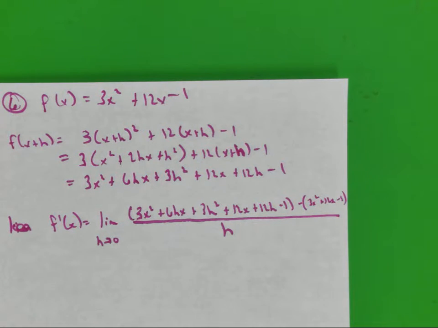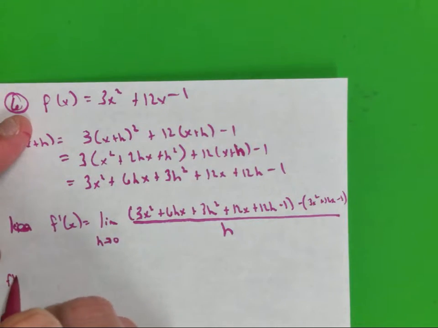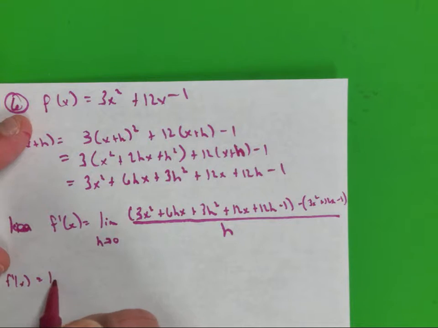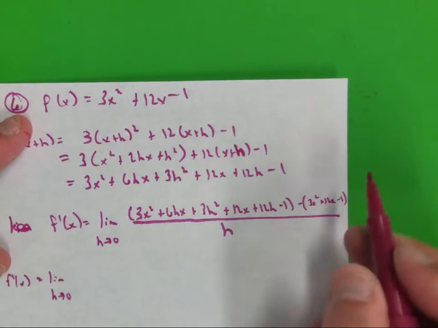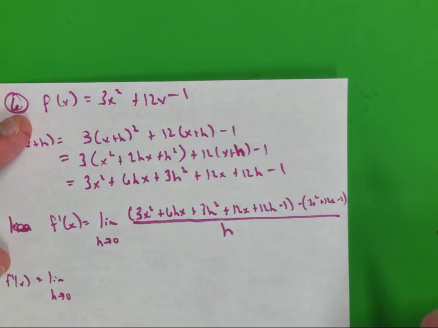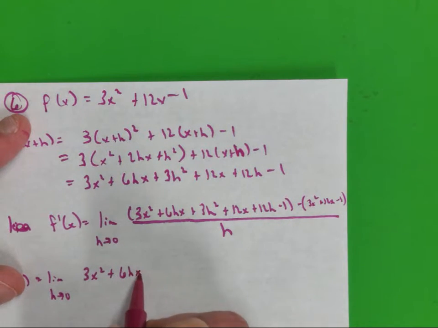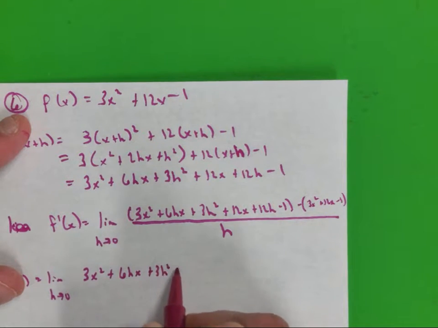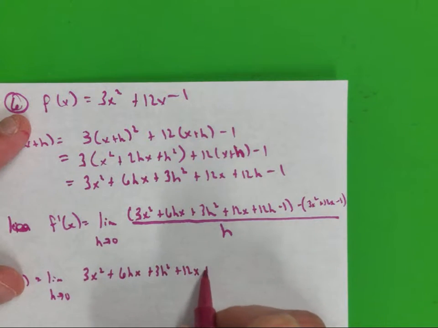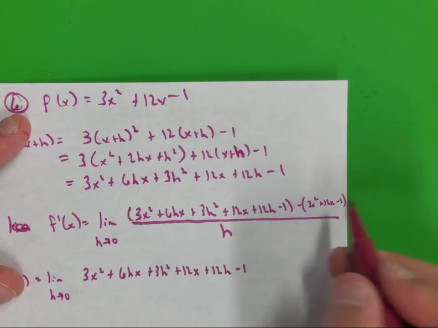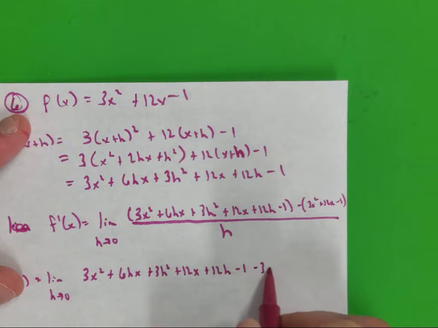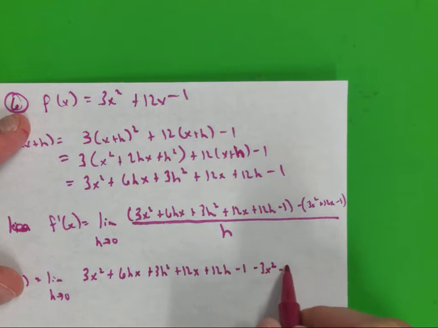Alright. Now, I'm going to rewrite it without the parentheses. And the reason I put the parentheses again is to remind you that this minus changes everything, okay? So I got 3x squared plus 6hx plus 3h squared plus 12x plus 12h minus 1. What does this minus do to everything? Changes the sign.